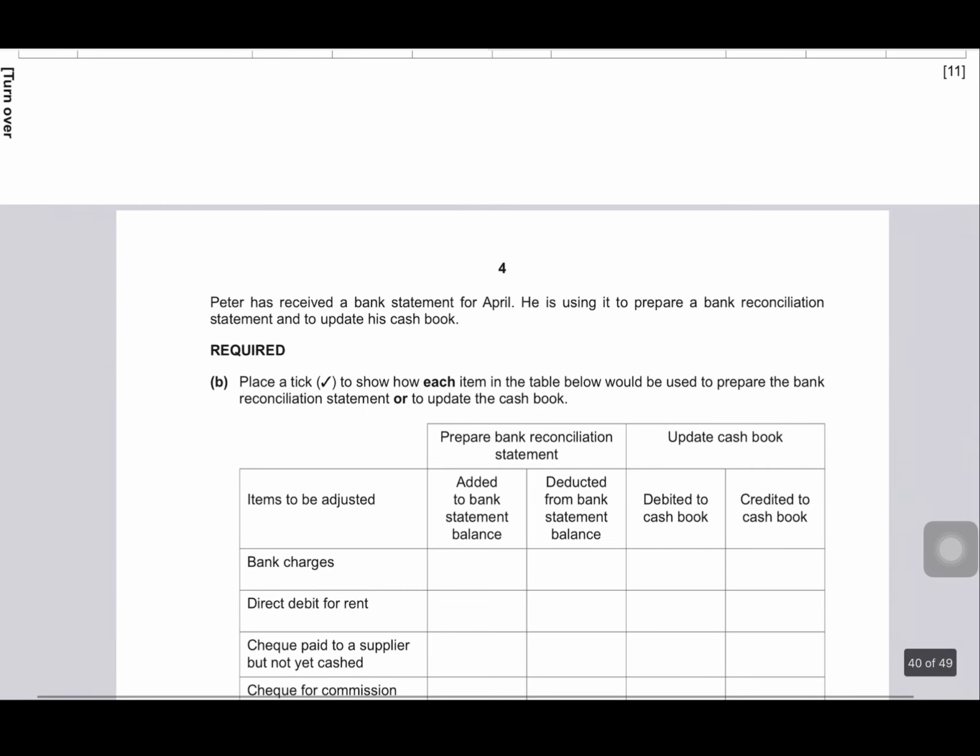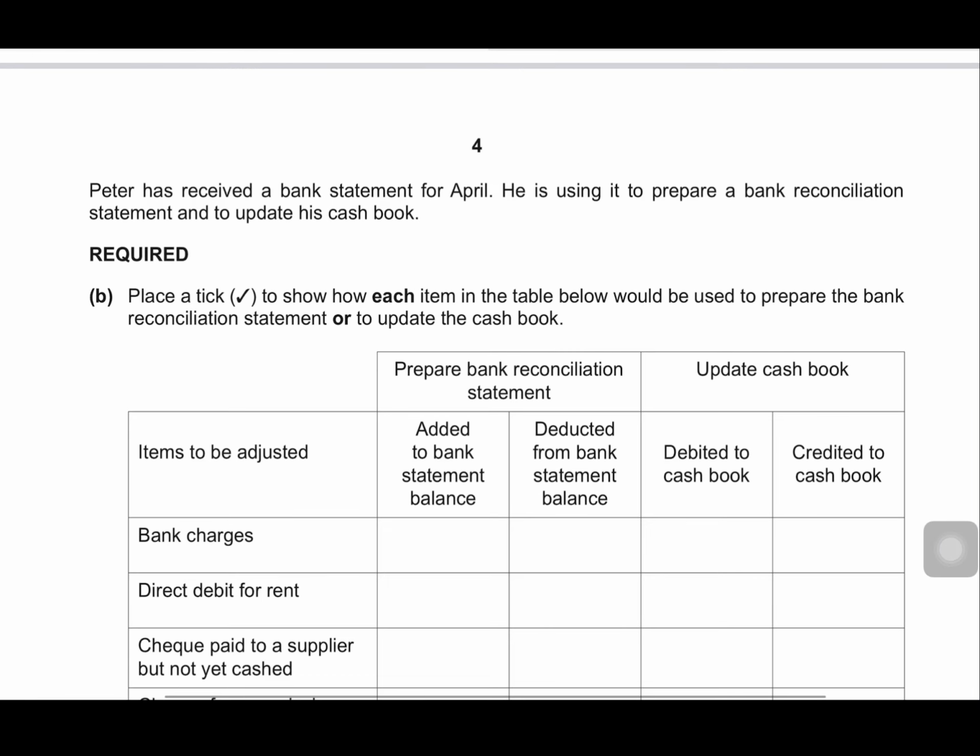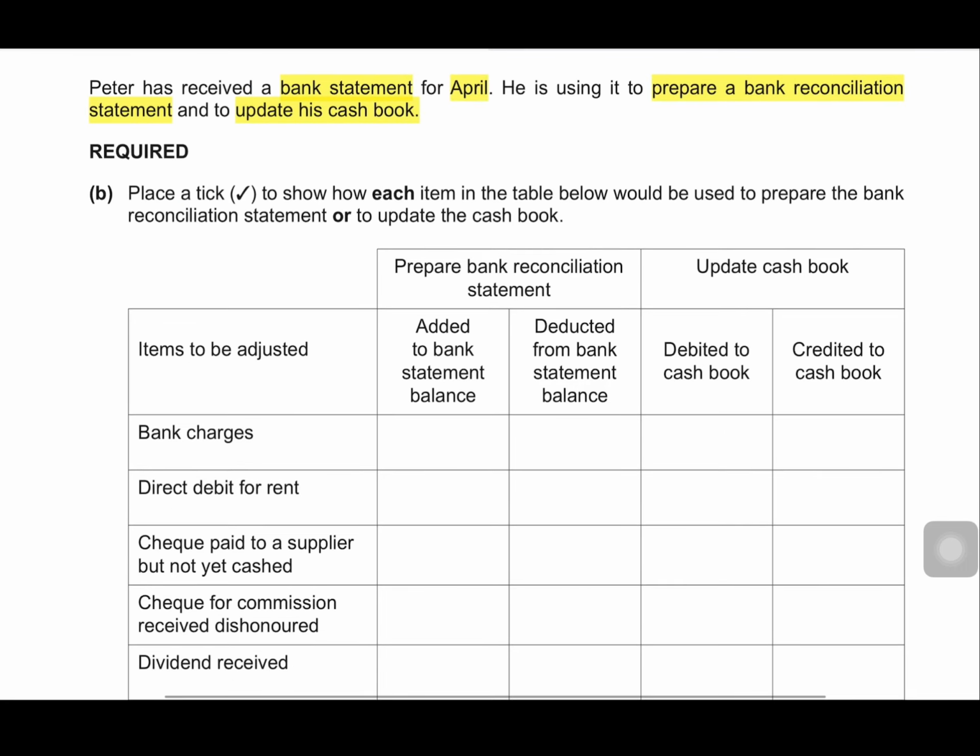Now let's move towards the next part, which says Peter has received a bank statement for April. He is using it to prepare a bank reconciliation statement and to update his cash book. Of course, now we are asked to place a tick to show how each item in the table would be used to prepare the bank reconciliation statement or to update the cash book. Now we know that certain transactions are entered in the updated cash book and certain are entered in the bank reconciliation statement. We are asked to place a tick to identify which transaction will be entered in which account.